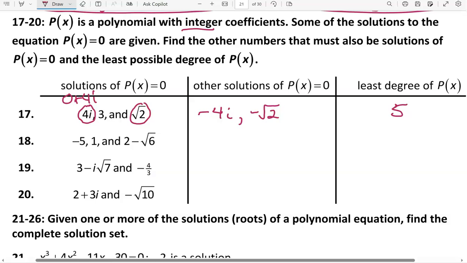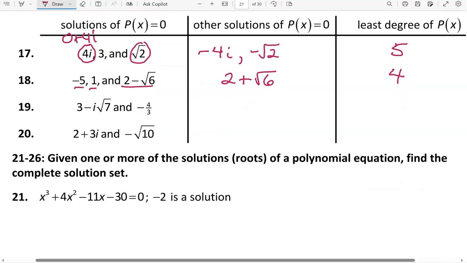In 18, there are 2 rational solutions. They will not have a conjugate pair solution. We have 1 irrational solution, so the conjugate pair must also be a solution. Now there are a total of 4 solutions given, so p of x must be at least degree 4.